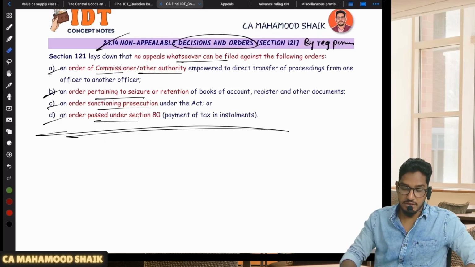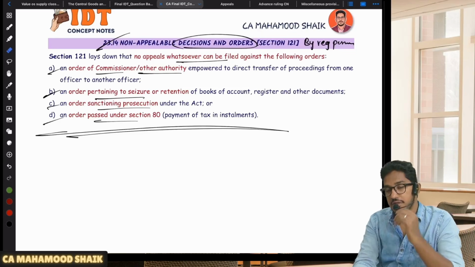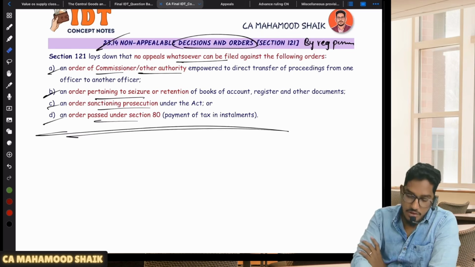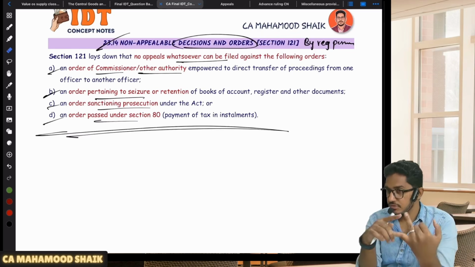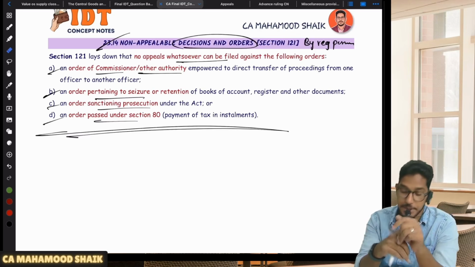Okay, we'll start now. In the previous session, we successfully completed the conceptual understanding of appeals and revision. So a quick recap we will do. Thereafter we will solve the question bank. Once we solve the question bank, we'll pick up advance ruling, and thereafter miscellaneous provisions. With that, the discussion will come to an end.